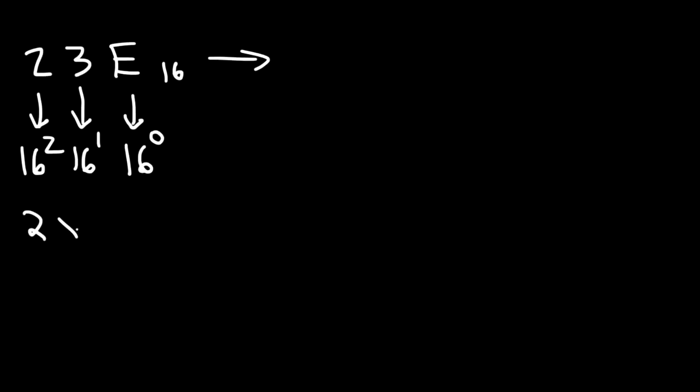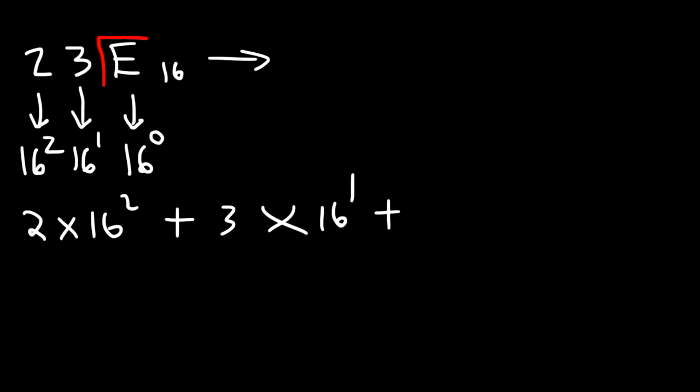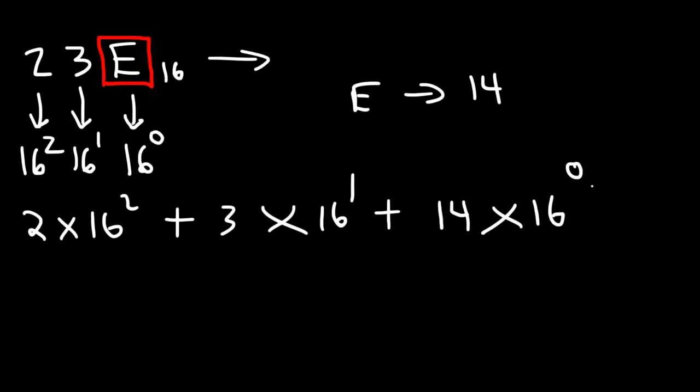So we have 2 times 16 squared plus 3 times 16 to the first power, and then plus, now you need to convert E from a hexadecimal system to a decimal system. So based on the chart that we had before, E corresponds to 14. So this is going to be 14 times 16 raised to the 0 power. So now we just got to do some math.